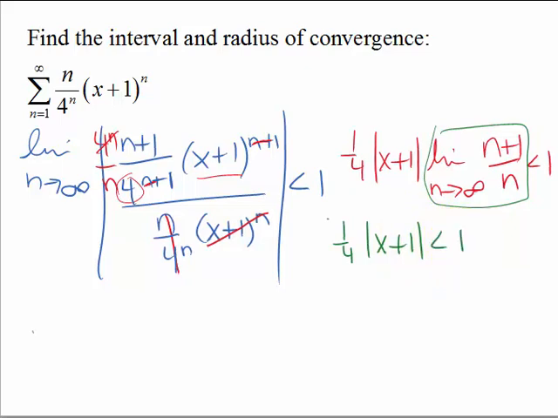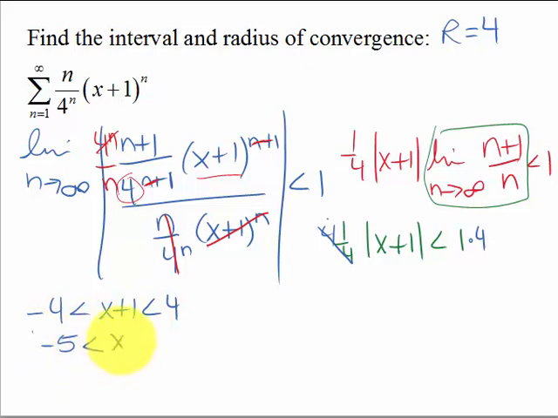less than 1. We could multiply both sides by 4, and so we have the absolute value of x plus 1 is less than 4. So we know our radius of convergence, and that's going to be 4. Now let's go ahead and express this as a compound inequality. So we have -4 is less than x plus 1, which is less than 4. And we could subtract 1 from both sides. So we'd have -5 is less than x, which is less than 3.